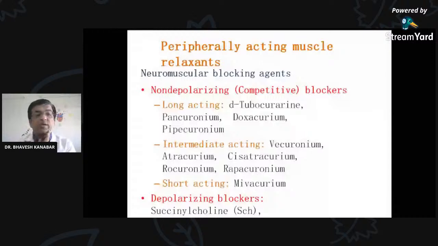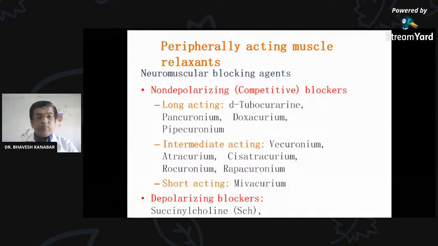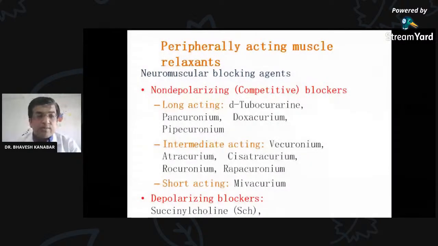Inform your other colleague that we have again started. Try to remember the names. I am keeping this slide in front of you for 1 to 2 minutes. Try to remember the names of skeletal muscle relaxants. Inform your colleague that we have again started.